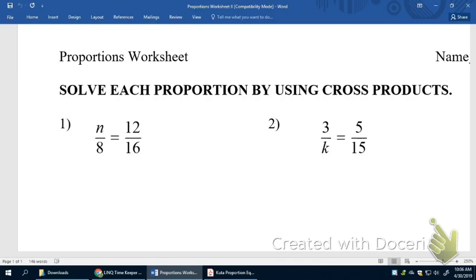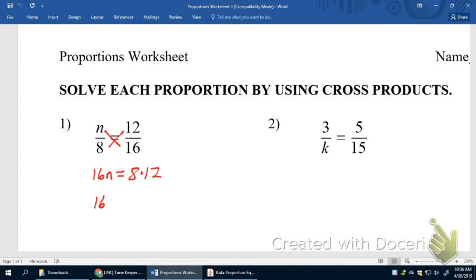Now the easy thing that most of y'all probably would think of doing is cross multiplying when you've got a proportion. A proportion is when two ratios are equal, as these are. So n over 8 is the same as 12 over 16. So I will cross multiply. That means the n gets multiplied by 16. 16n is what that would be. The 8 multiplies the 12.